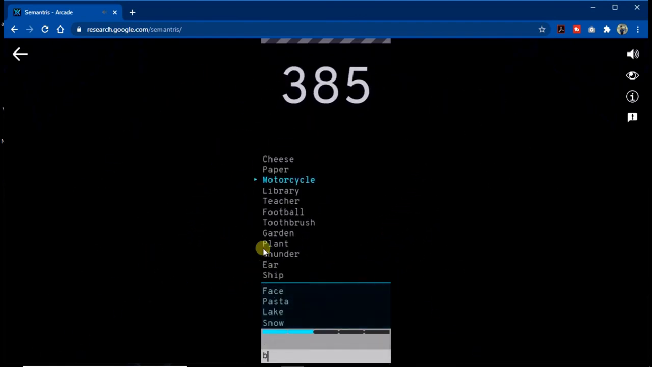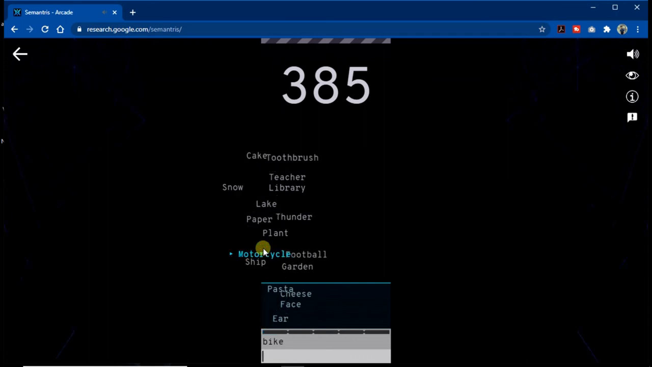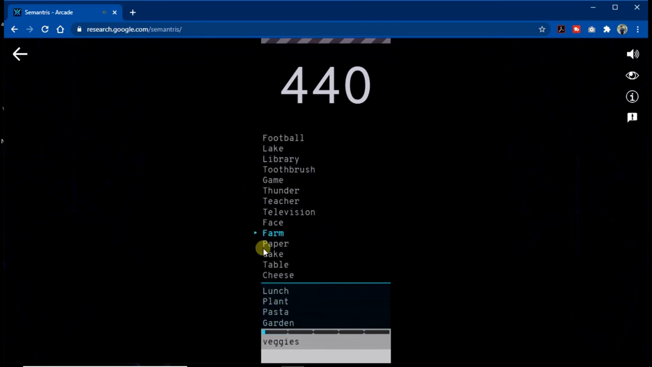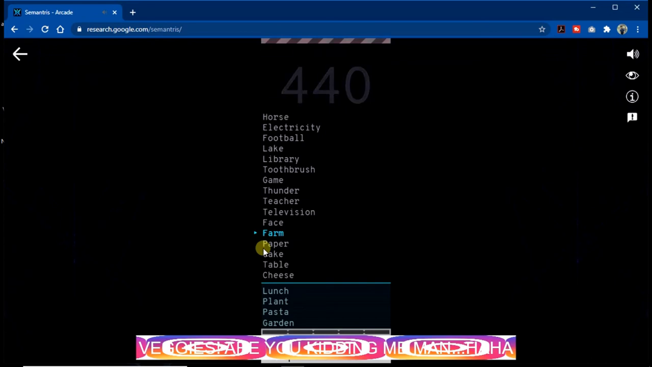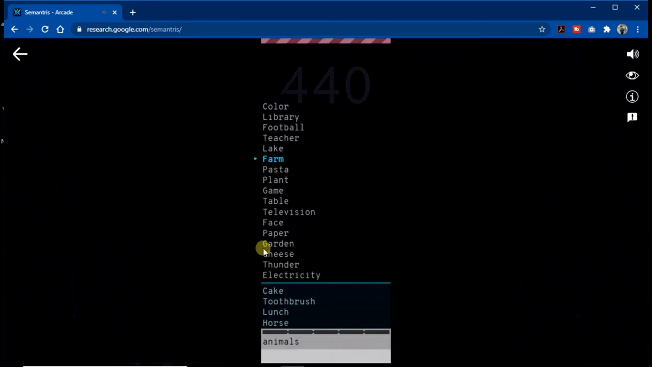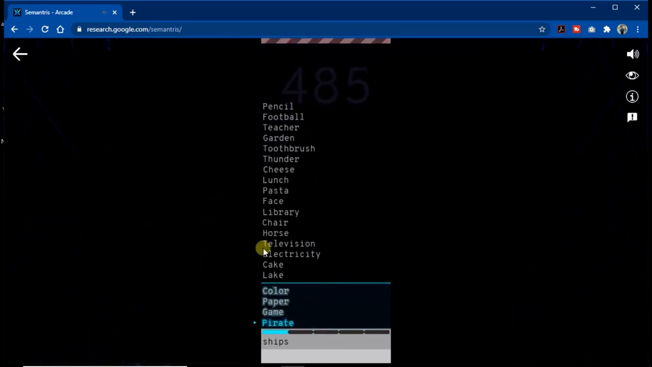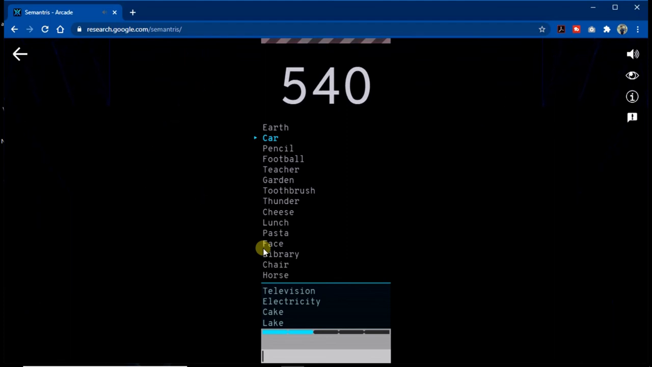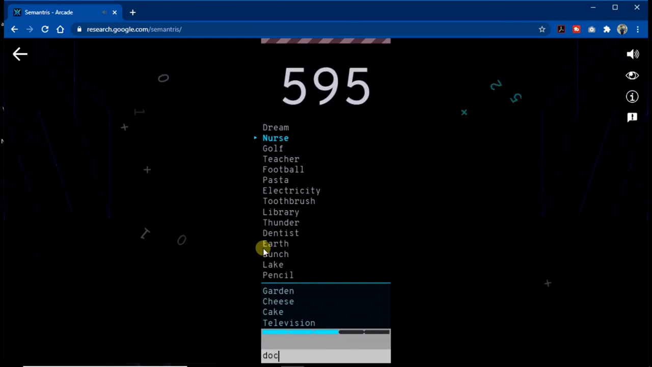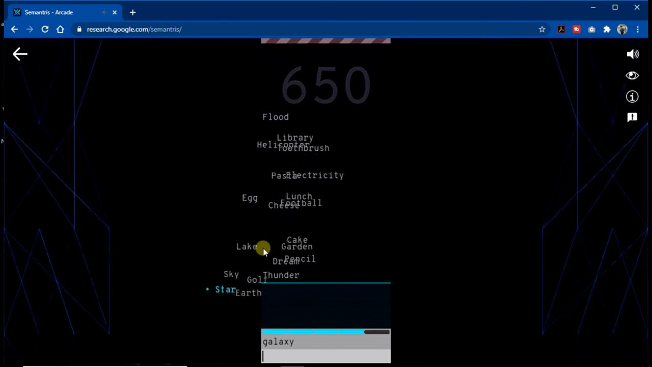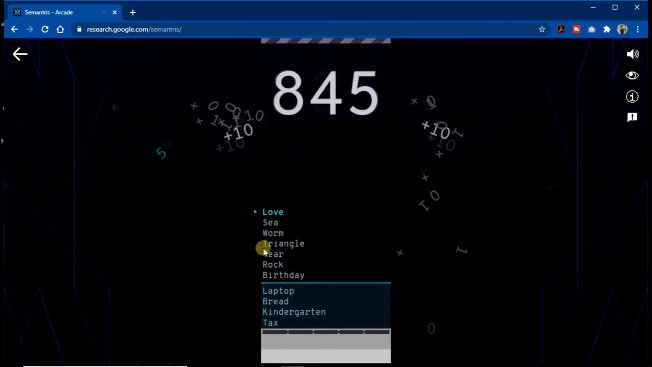Motorcycle is bike. Okay, bike, come on. Yeah, bike. I typed the wrong word. Farm comes with veggies. Farm comes with animals. Okay, animals, come on, animals. Farm, crops, come on. Yeah, that's crops. Pirate comes with ships. Okay, car comes with the doors. That's correct. Nurse, doctor. Star comes with galaxy. That's a galaxy. That's great. Oh, that's great.